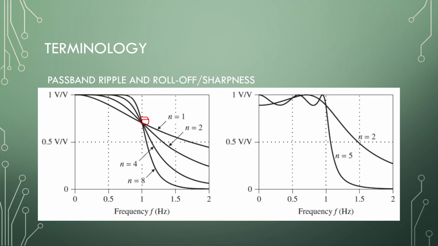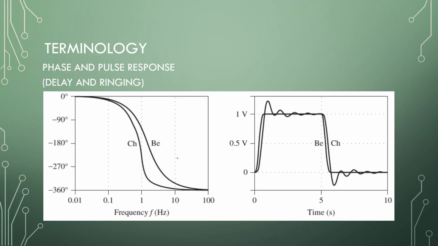This is also the roll off, or the sharpness of a filter right here. This is how quickly it starts to cut off, and the roll off is how long it takes before it cuts off. Every approximation has an advantage and a disadvantage. We will look at those for each filter in a moment, comparing them all against one another.